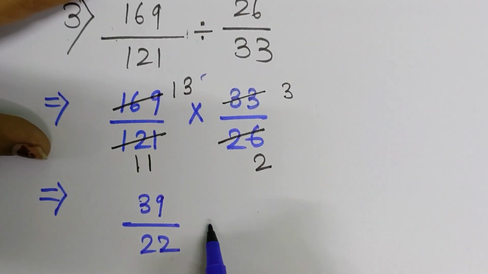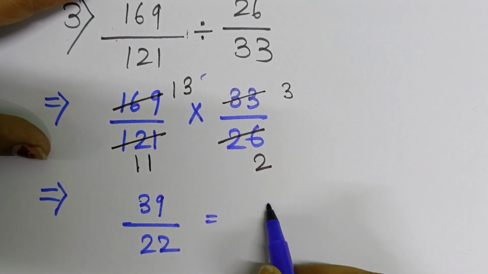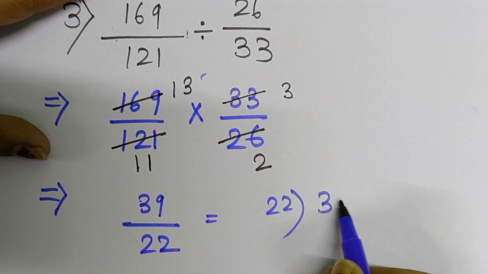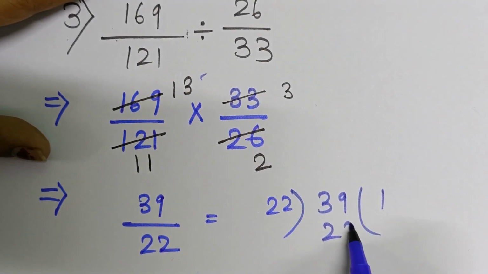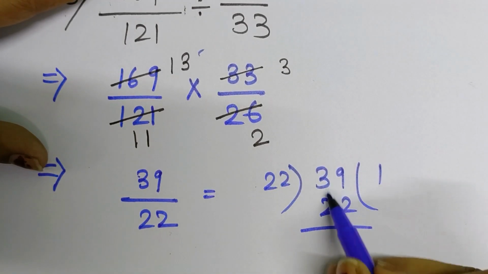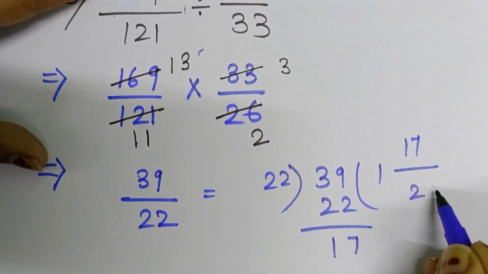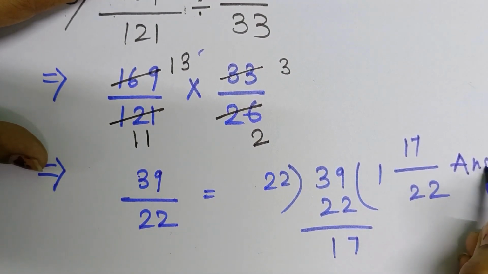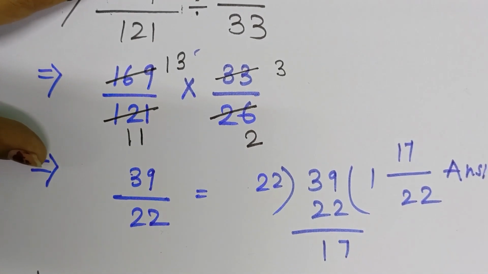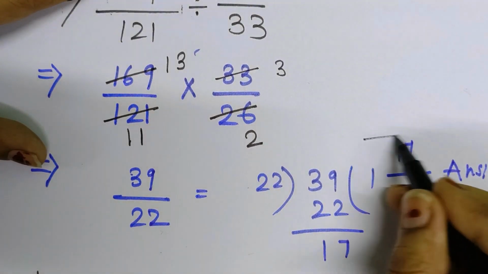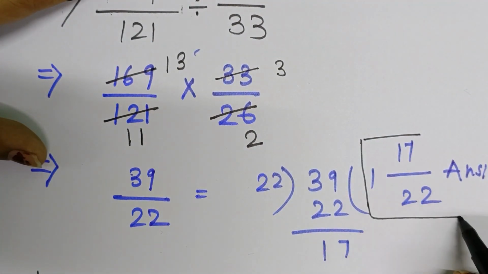Okay, now change this into improper. So when you change into improper, 2 1 is 2, 9 minus 2 is 7, and 3 minus 2 is 1. So our answer is 17 by 22.